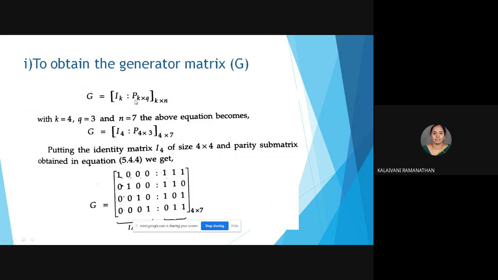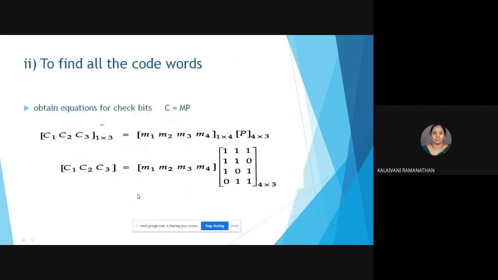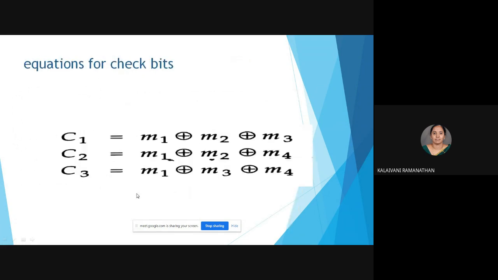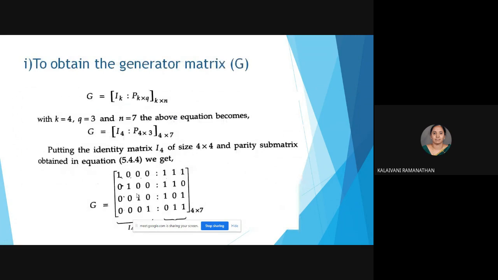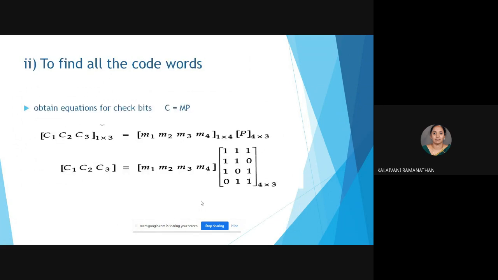Since you have the condition that parity is of the order k cross q, definitely I should be of the order k. So you substitute this I with the 4 cross 4 identity matrix, and then it should be noted with the parity matrix. In this way, you'll be able to note down the generator matrix. Next, from the generator matrix, you'll be able to obtain the check bits.